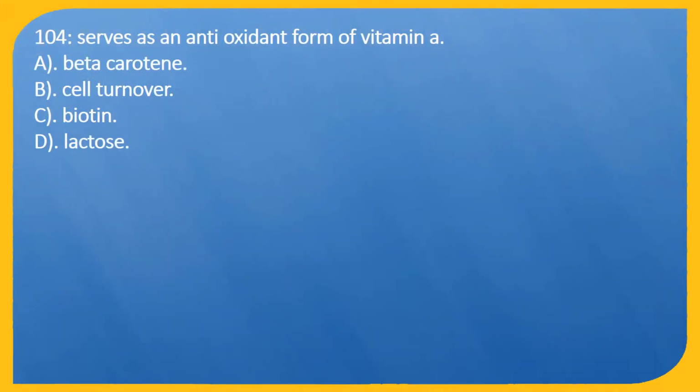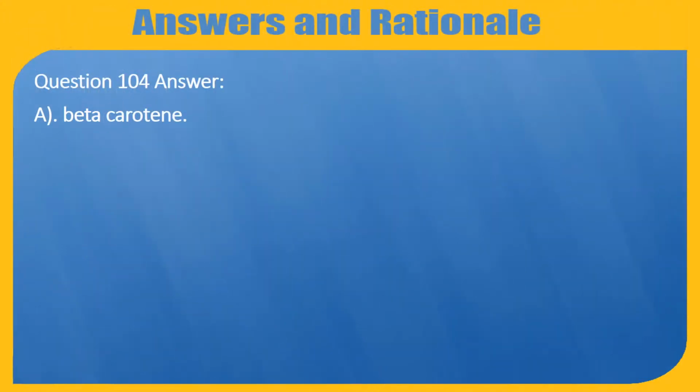Question 104. Serves as an antioxidant form of vitamin A. A. Beta-carotene. B. Cell turnover. C. Biotin. D. Lactose. Question 104 Answer, A. Beta-carotene.